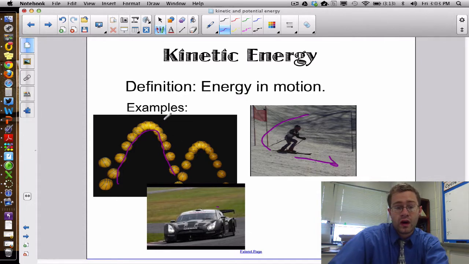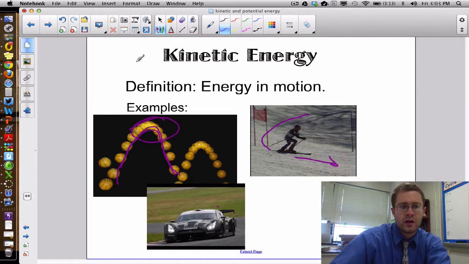There are many other examples too. I'm going to be looking at a little bit later why we have this change here, but right now we're just looking at motion. Kinetic energy is energy in motion. And so the more energy we have, the more motion we'll have, like the more speed.